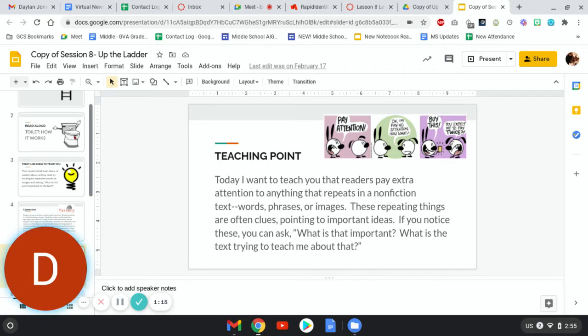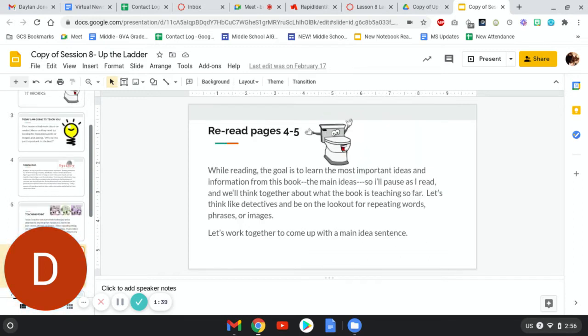So today we're going to teach you that as readers, you need to pay extra attention to anything that repeats in a nonfiction text. That means words that repeat, phrases that repeat, or even images that repeat. These repeating things are often clues pointing to important ideas. If you notice these, you can ask, why is that important? What is the text trying to teach me about that?